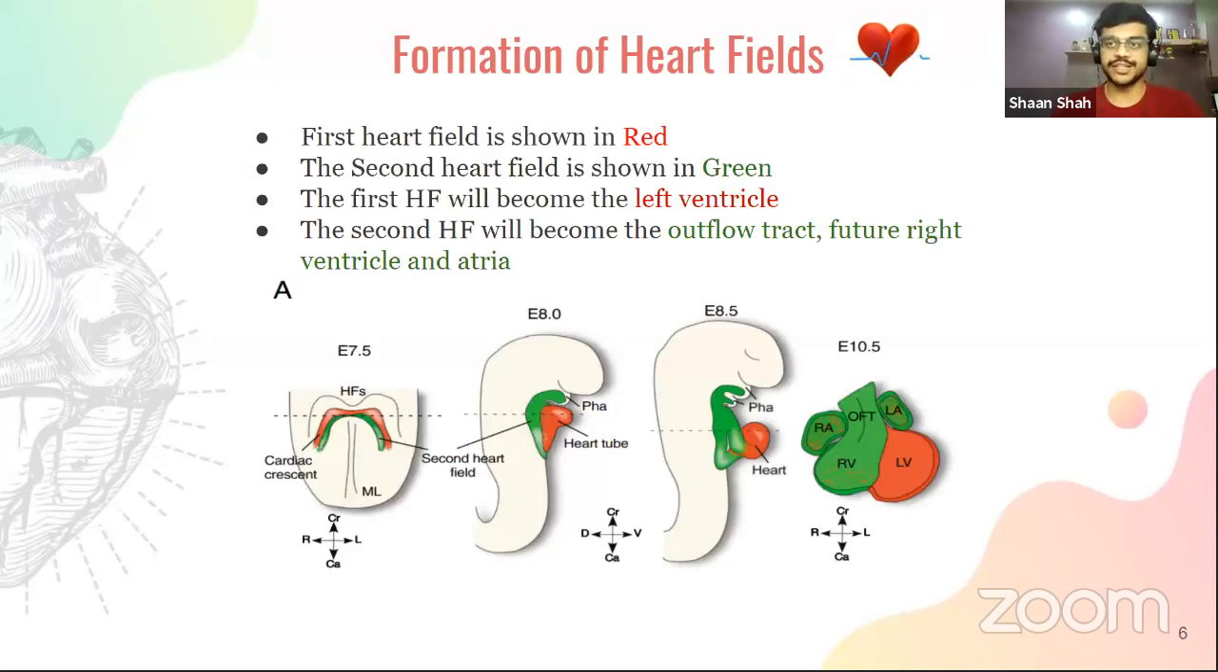So first of all, there is formation of heart fields. There are 2 heart fields, the primary heart field and the secondary heart field. Here is the horseshoe-shaped heart field shown here, or the cardiac crescent as it is known. The first heart field is shown here in red, and the second heart field is shown in green. The first heart field will form the future left ventricle, while the second heart field will form the outflow tract, right ventricle, and the 2 atria.